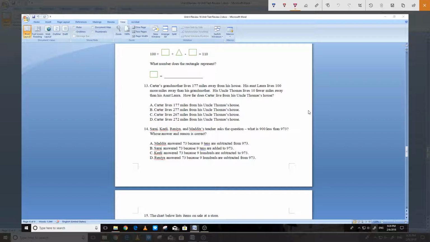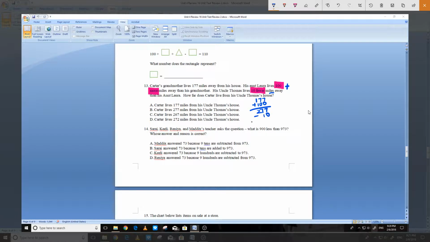His aunt Laura lives 100 more miles away, and his uncle Thomas lives 10 fewer miles away. So what does this mean? This means I have to add 100 since it's 100 more, and then take away 10 since it's 10 fewer from 177. So let's do this. 177 plus 100. Obviously, the answer here is 277.